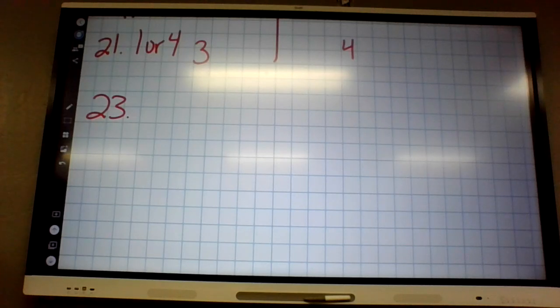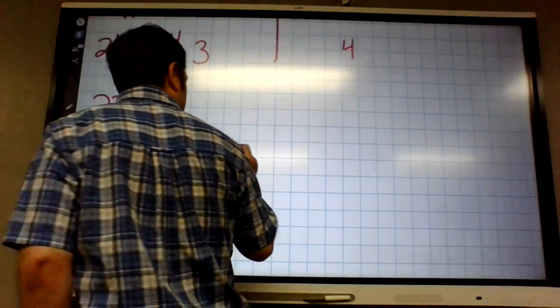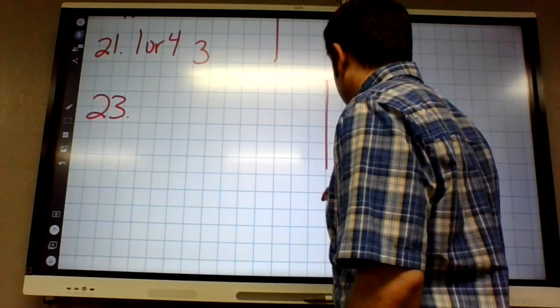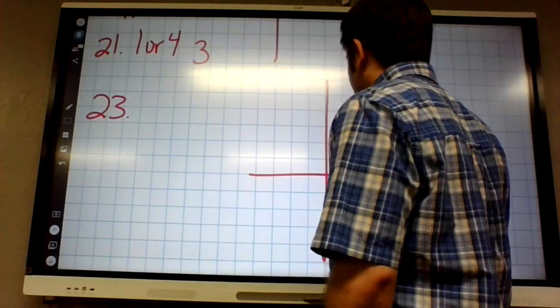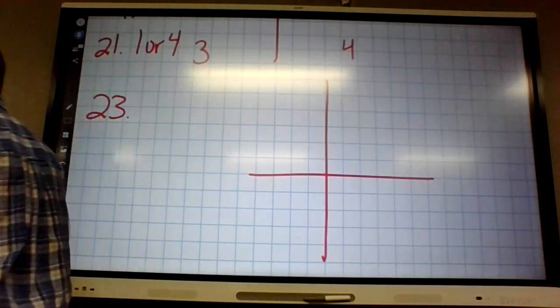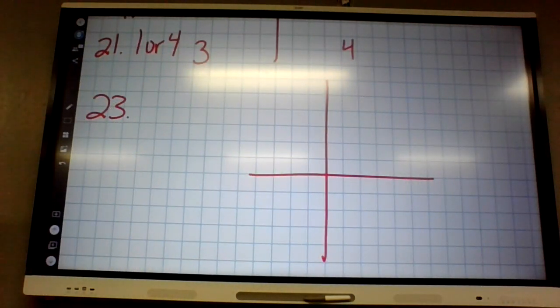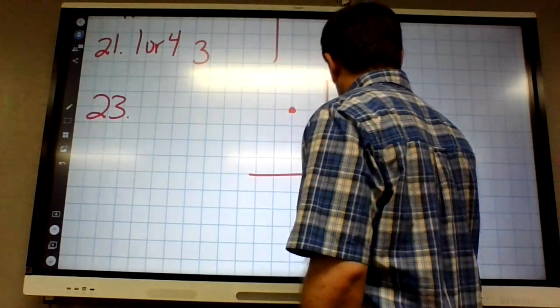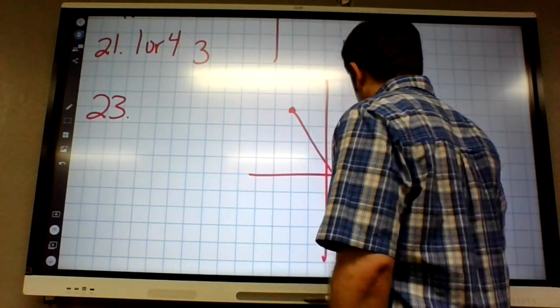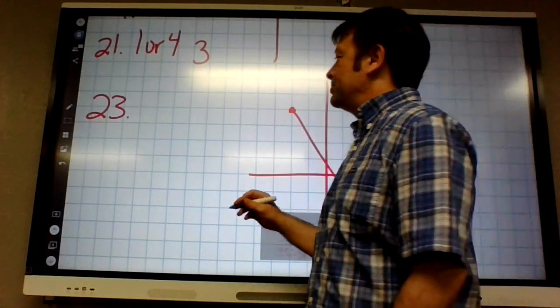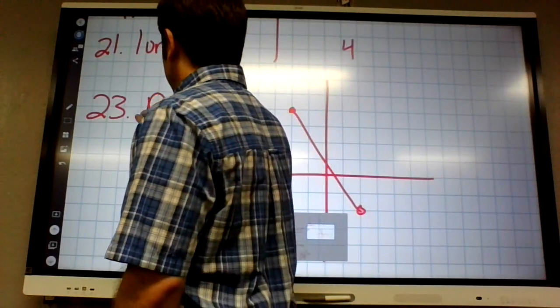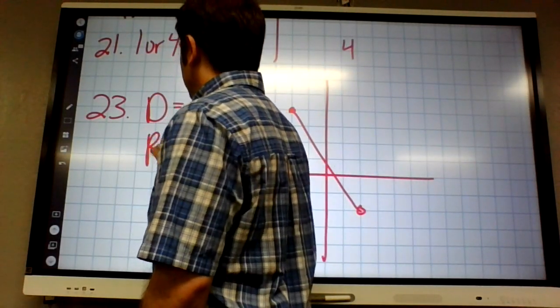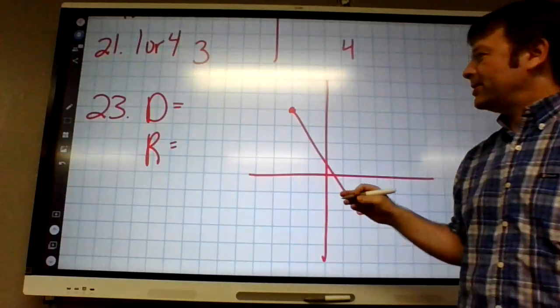Okay, so 23, I probably should draw this, because a picture will help. I'm a visual learner. It says negative 2, 4, and 2, negative 2. All right. So what they told us to do is state the domain and range. Hold on. Let me set it up.